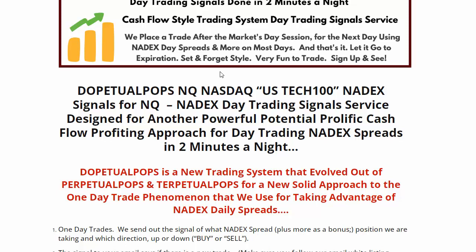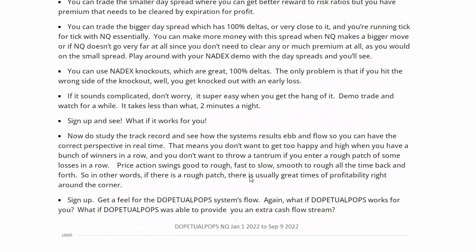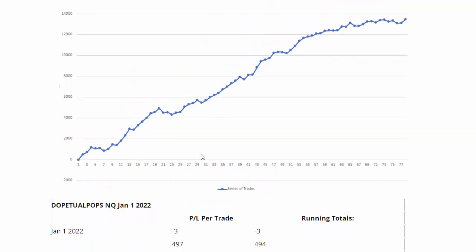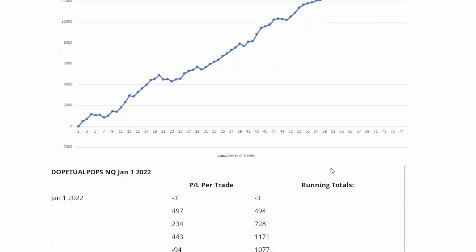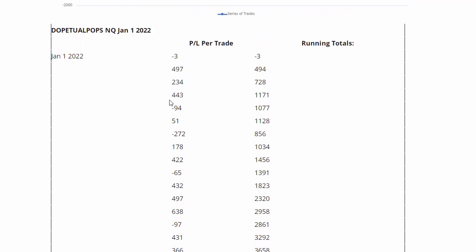All right, but this is a different approach than Perpetual and Terpetual Pops. So here we have a 1 day trade. And you can see the frequency over the past, right here, 77 trades over the past 9 months. It's a good pace, nice, easy going. We can't promise you future returns, but hey, we're looking to trade this right there with you. If you're going to trade this, or just demo trade it, we're looking to employ this for our own trading accounts.